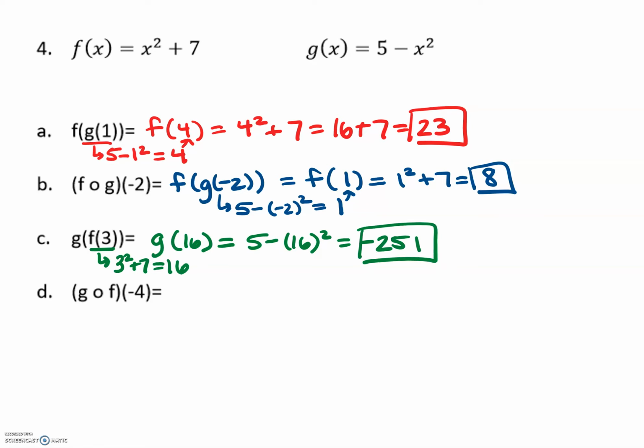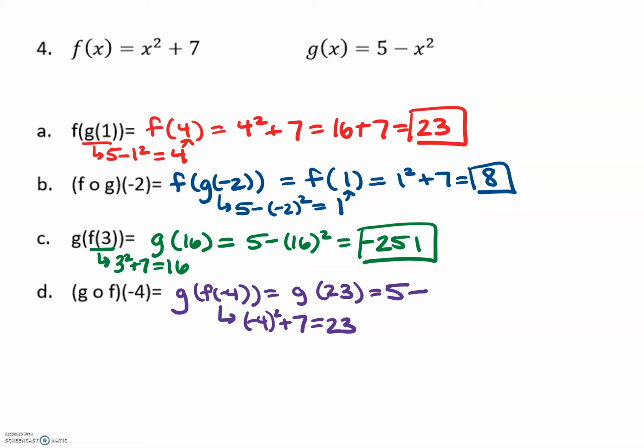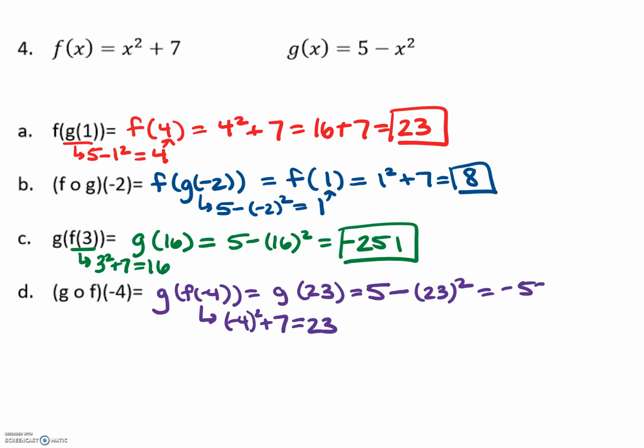And our last one, g of f of negative 4, so we want the g on the outside, f of negative 4 on the inside. So what is that f of negative 4? That's going to be negative 4 squared plus 7. So what's 16 plus 7? 23. So g still on the outside. I'm going to replace that with that 23. So now I go up to g. 5 minus 23 squared. So if you enter that in your calculator, you should be getting negative 524.